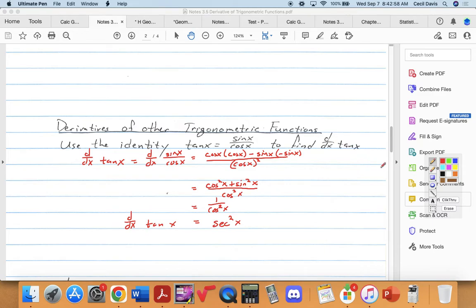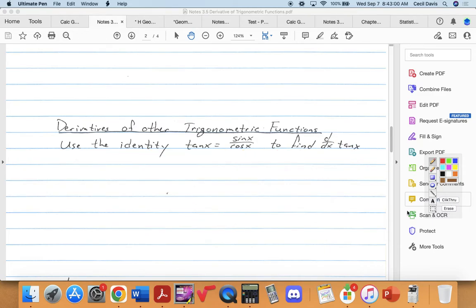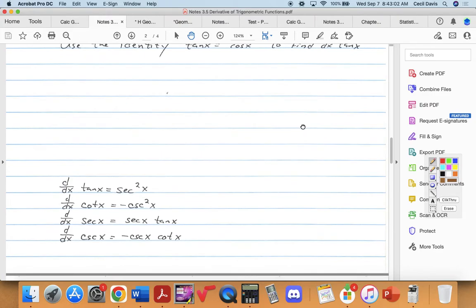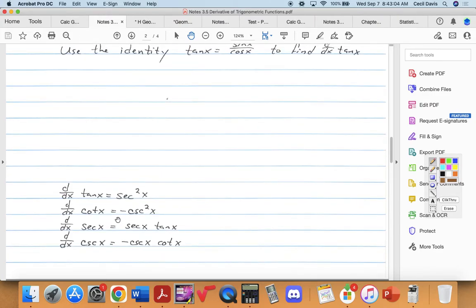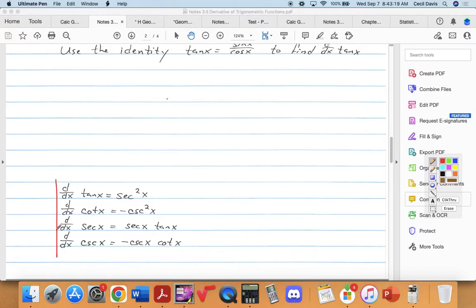I'm not going to go through all of these, but we could. If we did, we would find that the derivative of cotangent is negative cosecant squared. Derivative of secant is secant times tangent, and the derivative of cosecant is negative cosecant cotangent. So again, these would be things that you really need to have memorized.